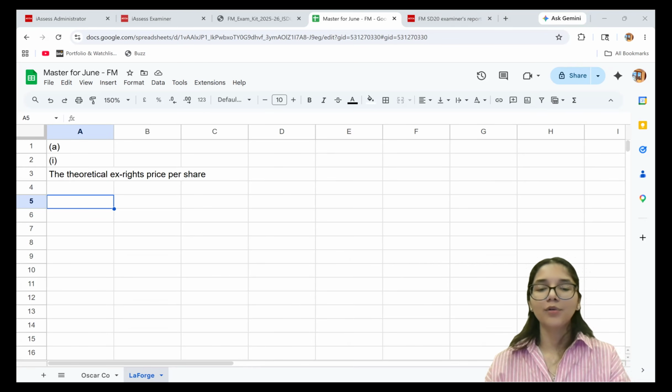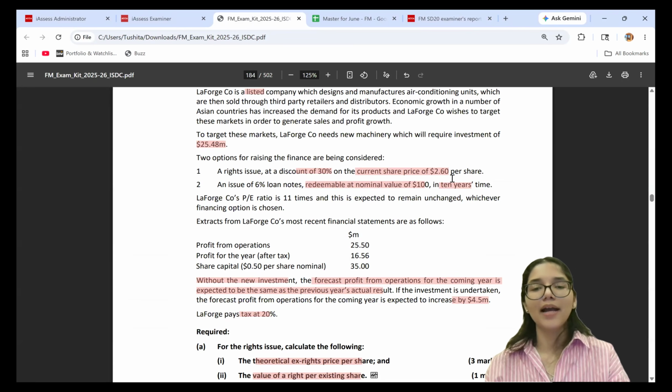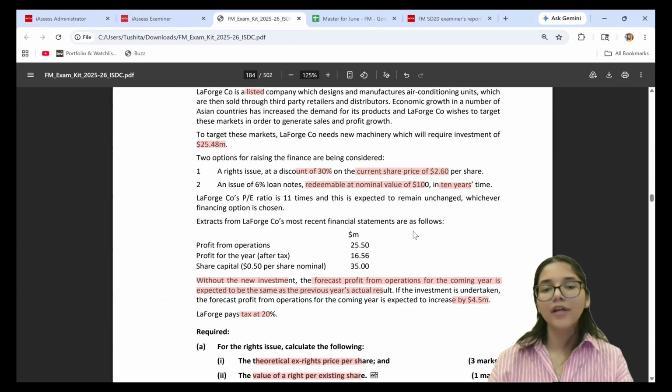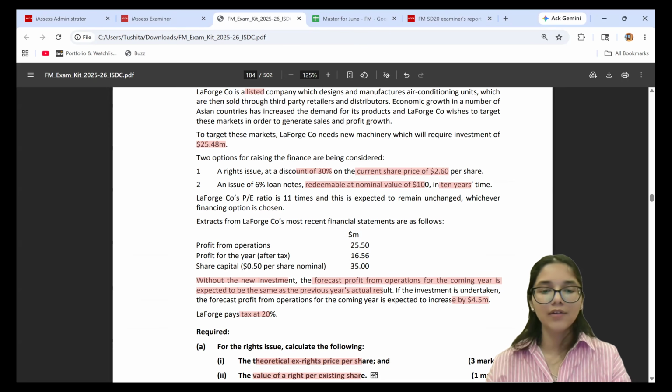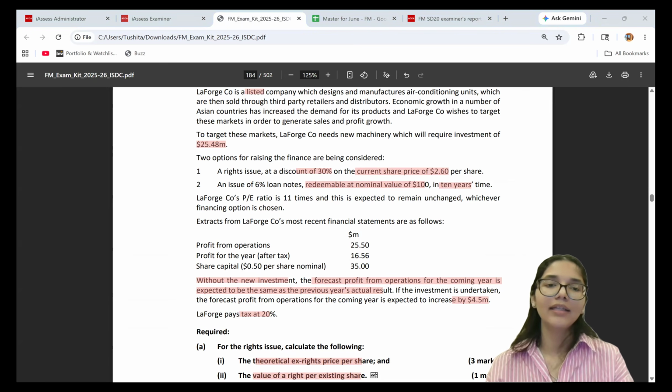So we are going to use the same formula in the information that has been given to me. We are going for a rights issue at a discount of 30% on the current price of $2.6. Do we have the ratio given to us? No, we are not given the ratio in which the shares are going to be issued. So no problem, we can calculate that.